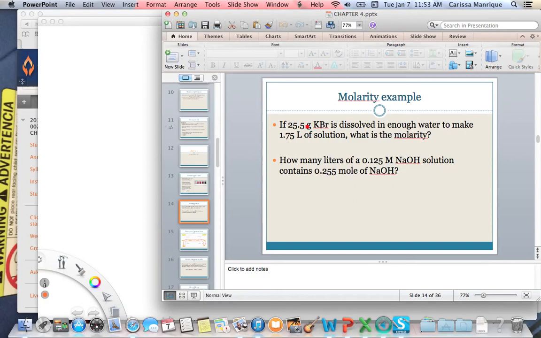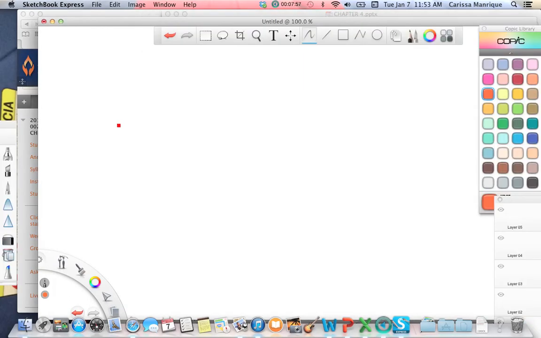Okay, we have 25.5 grams of KBr, potassium bromide, dissolved in enough water to make 1.75 liters of solution. What is the molarity? Okay, so remember, molarity equals moles per liter. Those are the units and the formula if you want.